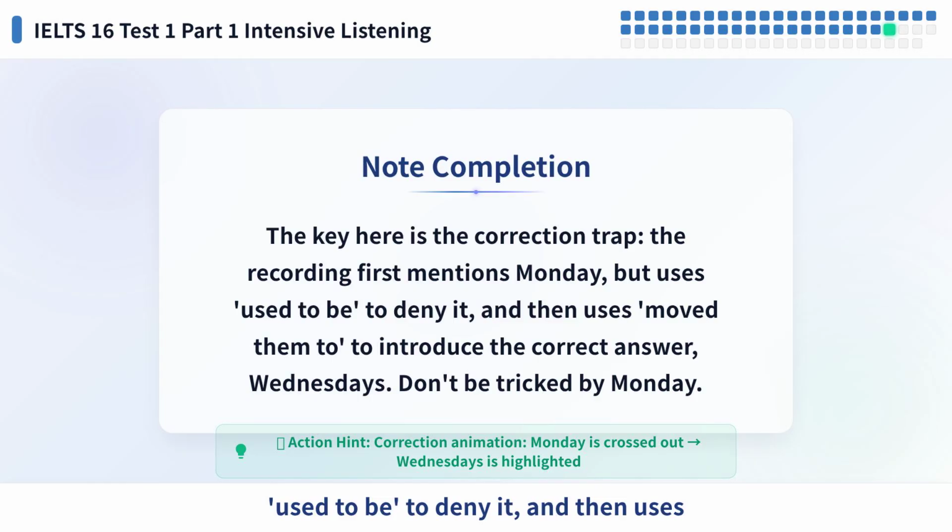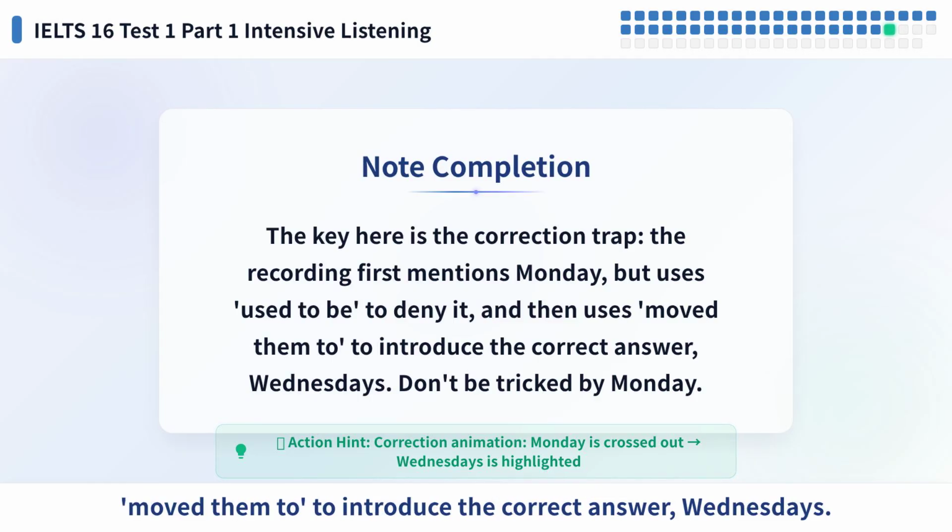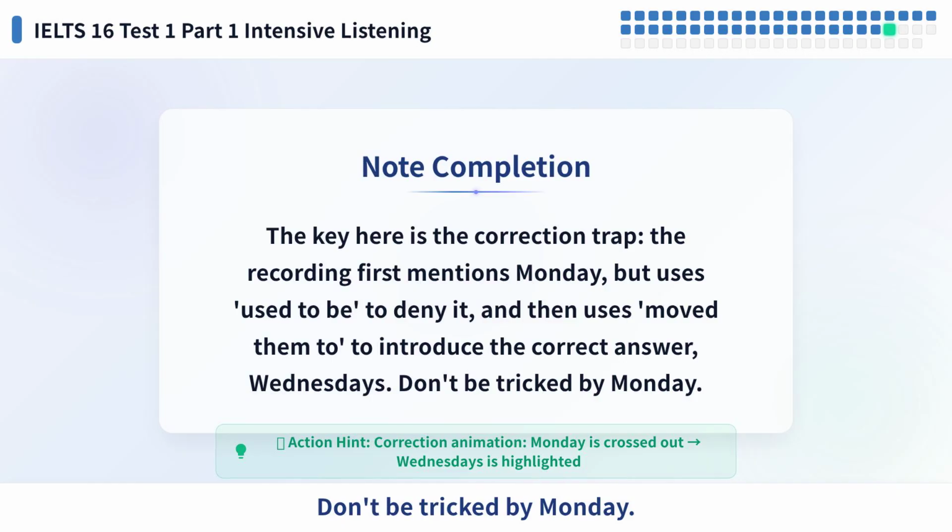That's all for this lesson. Remember, the key to listening part 1 is keyword location and being careful with correction traps.